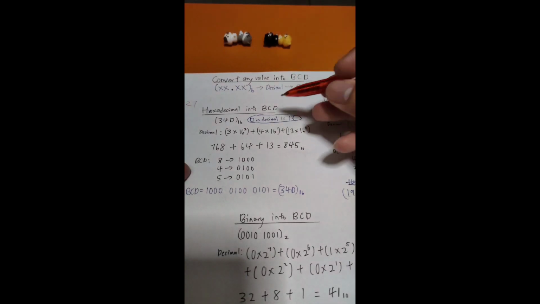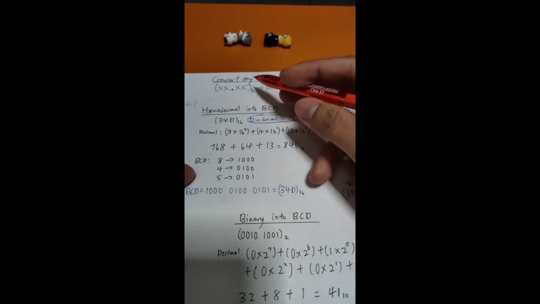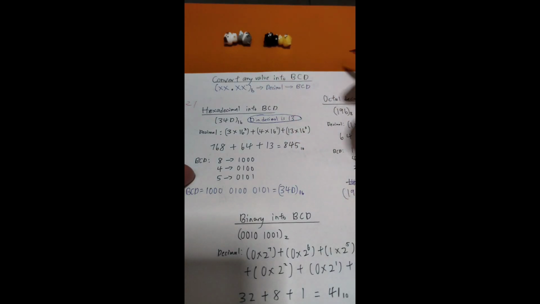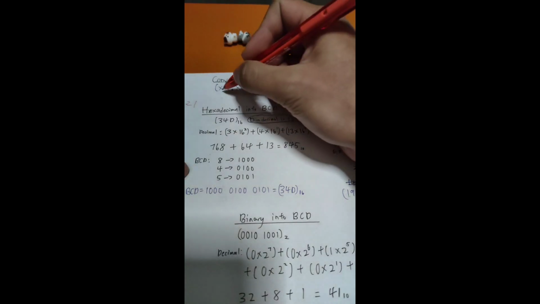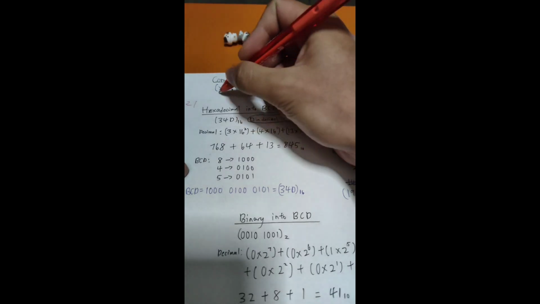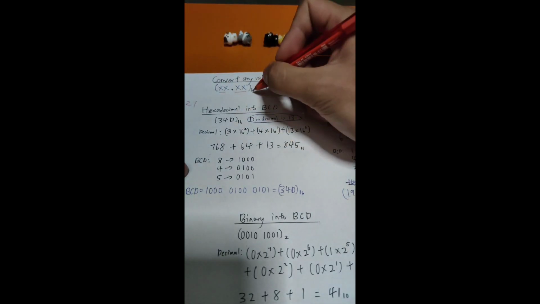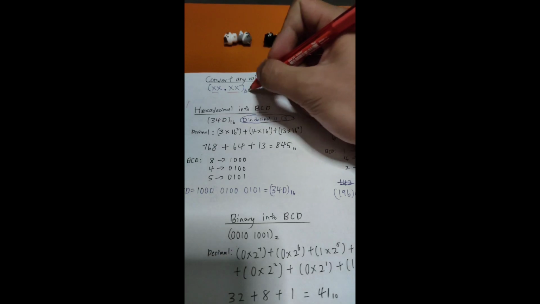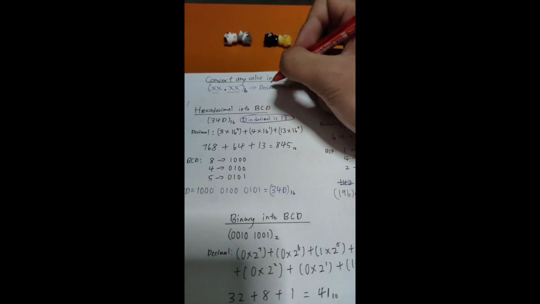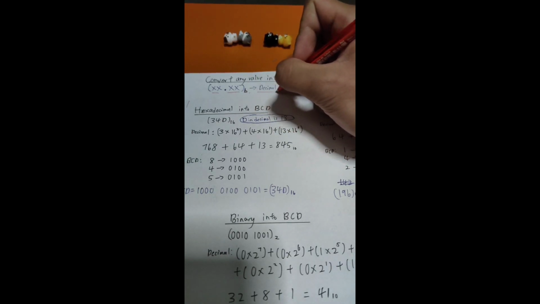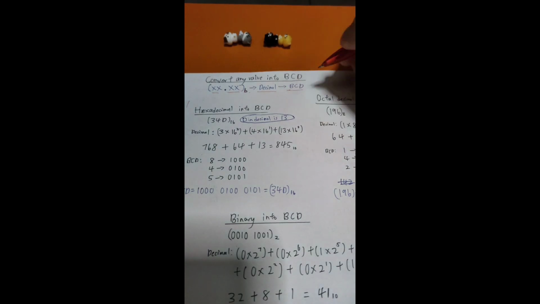Next, let's continue to convert any value into BCD. To convert any value into BCD, first you need to get a number. This is your number in decimal. If it is in any other base, we need to convert it into decimal first. Only then can we get to our BCD.